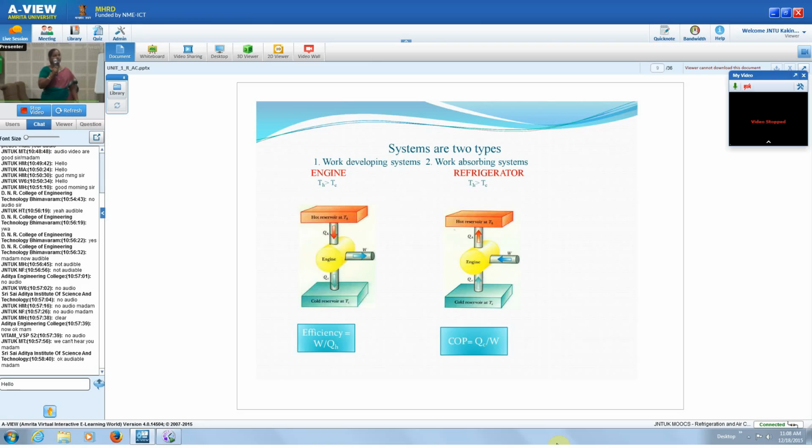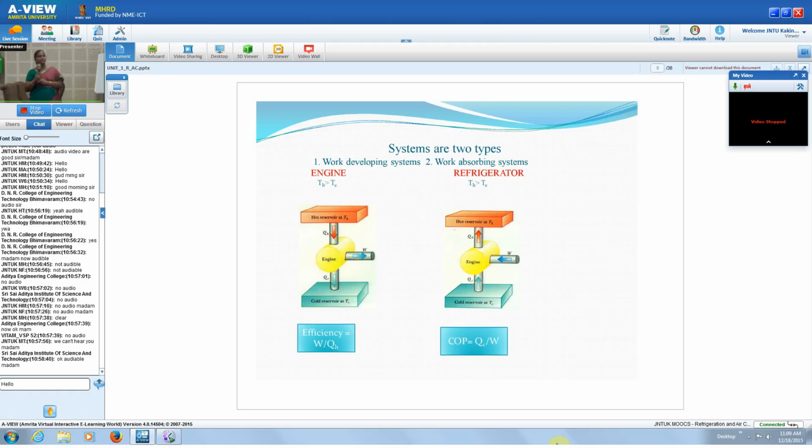The first figure you can see is an engine. The top one is the heat reservoir, where the heat is supplied, it may be steam or otherwise the chemical energy produced in an IC engine, anything. With that, with the expansion in a turbine or in the engine, we can get some work. So that is a work developing system.